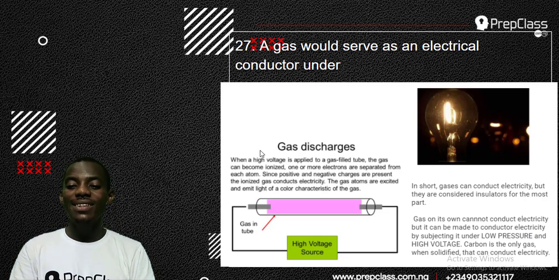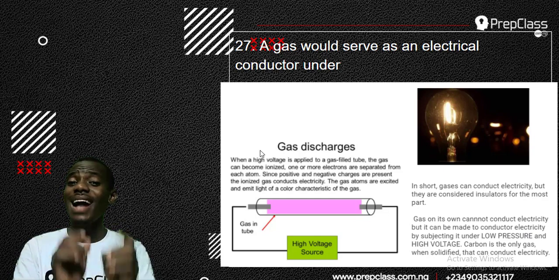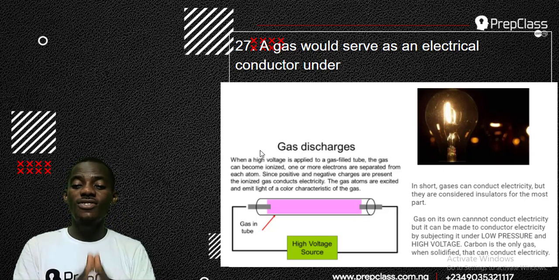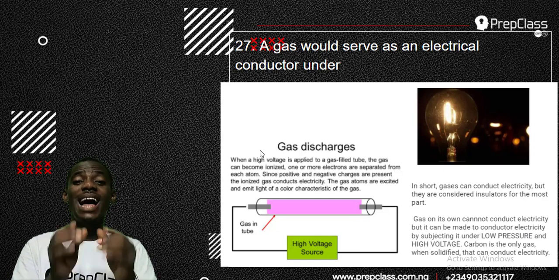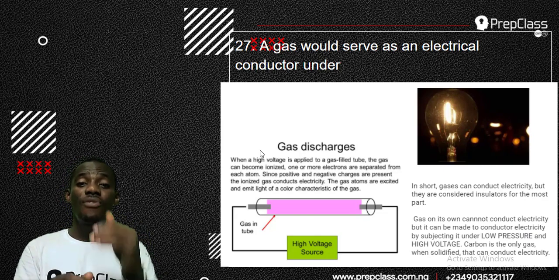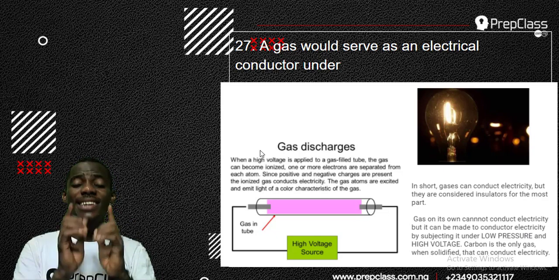So in short, gases can conduct electricity, but they are considered insulators for the most part. Gas on its own cannot conduct electricity unless something is done, but it can be made to conduct electricity by subjecting it to low pressure and high voltage, and that is what we are looking for. Low pressure and high voltage. So gases conduct electricity under this condition.